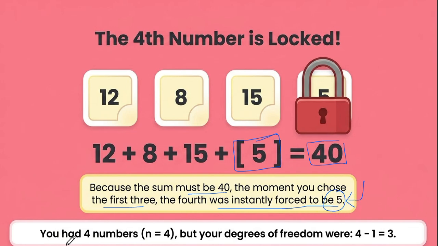Okay, so originally we have taken four numbers, but degree of freedom means that only three numbers out of four you can choose freely. They can be varied freely. Okay, so the degree of freedom here is 3. So, understood why we are subtracting the 1.